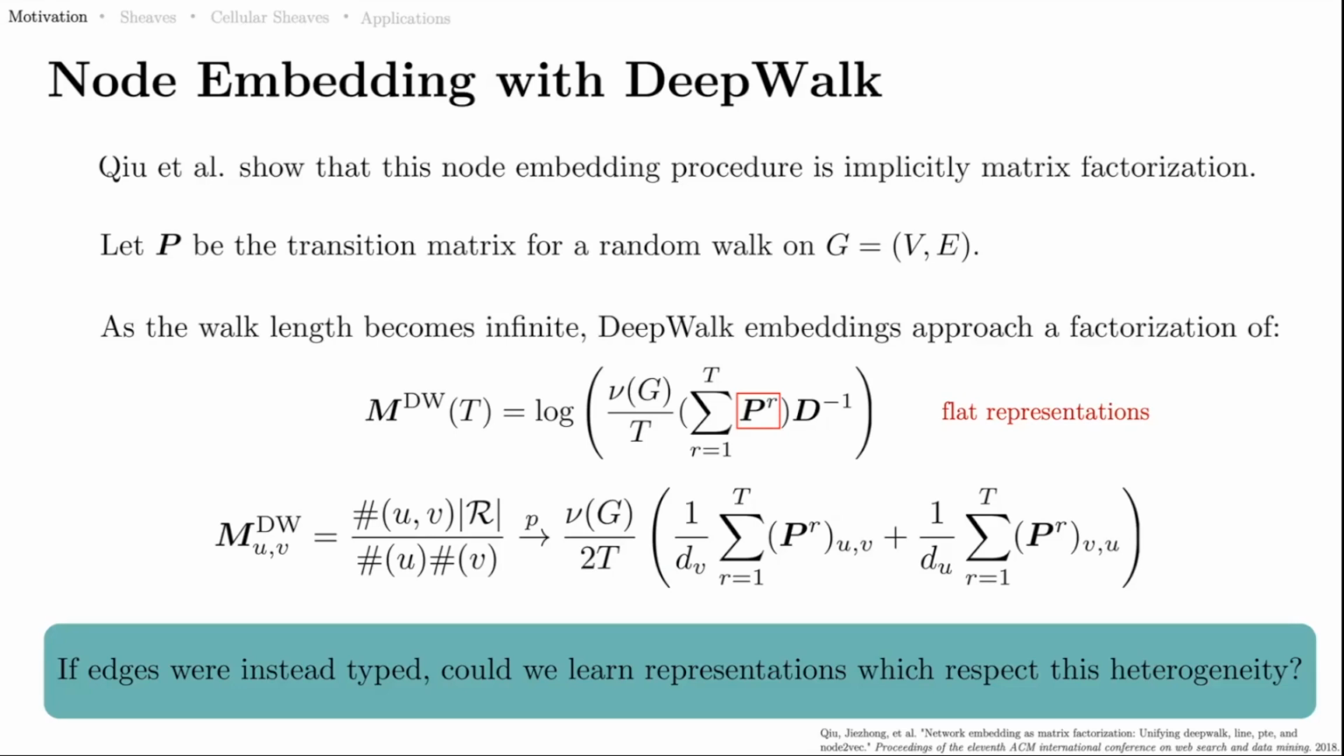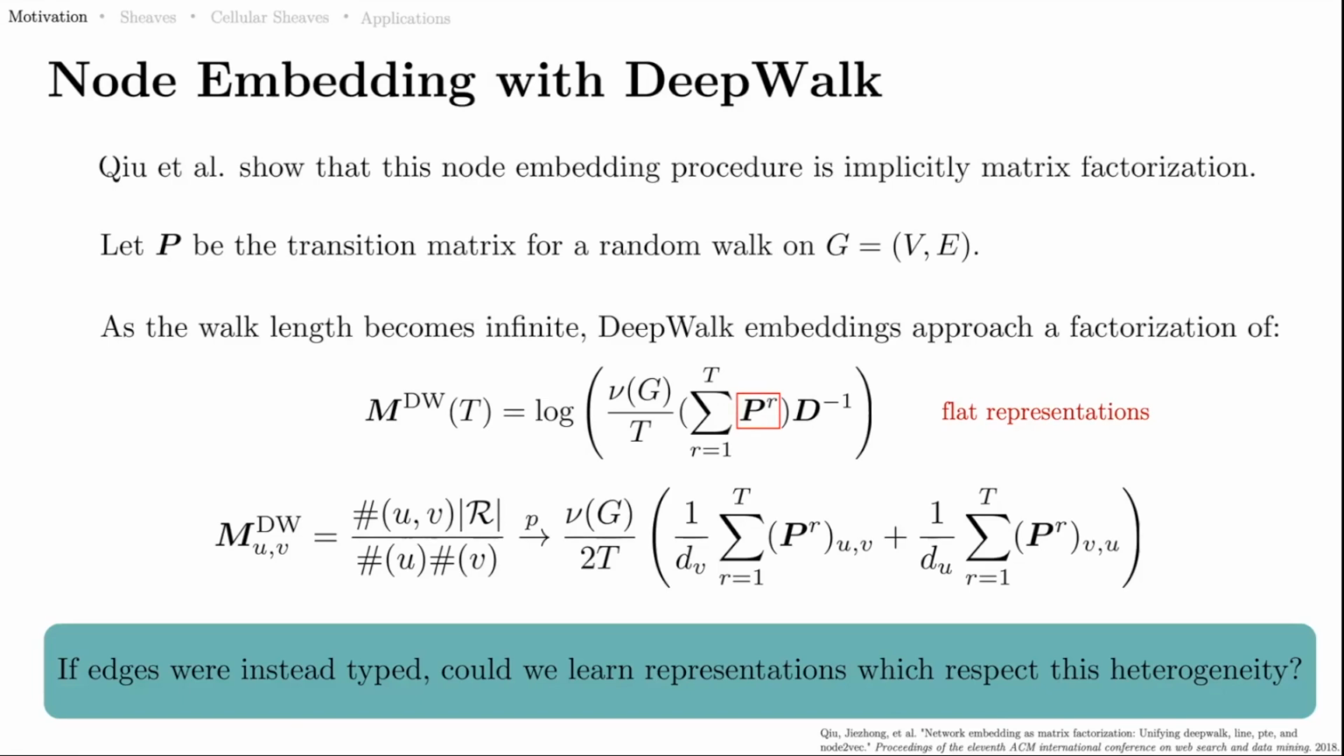And so we can write down a similar graph-theoretic form of what matrix is being factorized. And we see here this is kind of like the probability after t steps, or within t steps, of passing between u and v from u, and also passing between u and v from v. So the real point to take away here is that we have this transition matrix which shows up, which is encoding some sort of flat representation in the sense that any path between nodes u and v is treated equivalently.